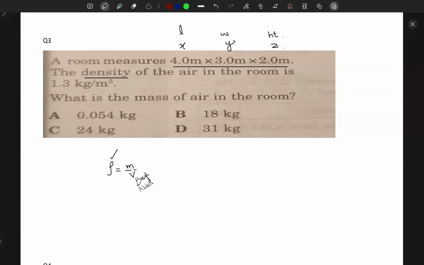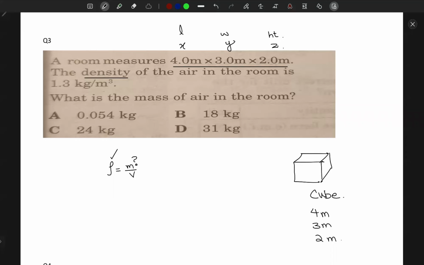Mass is asked, so mass is the question. Volume, how can I find the volume of a room? A room may be something like this, right? This is really a cube. You can approximate the room to be a cube, and the dimensions are given as 4 meters, 3 meters, and 2 meters. So how do I find the volume of this thing? Maybe multiplying them.